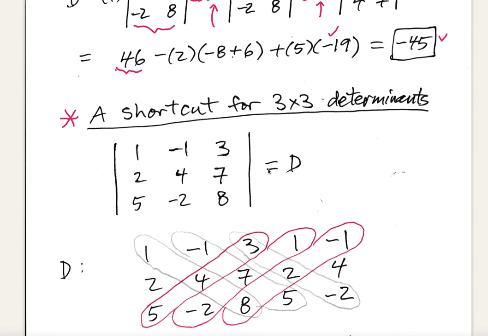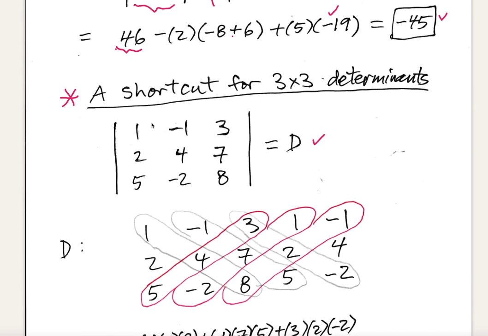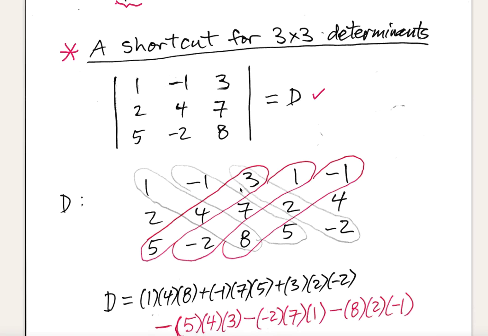For the 3 by 3 determinants, again, I'm taking the same determinant. So I've got 1, negative 1, 3, reading across, 2, 4, 7, 5, negative 2, 8. Now here's what you do. You just write down the elements of the matrix that are inside the vertical bars. Okay, so you can see I've done that. I just wrote down that pattern.